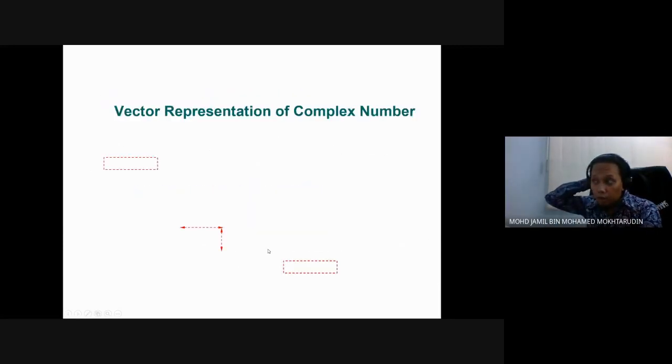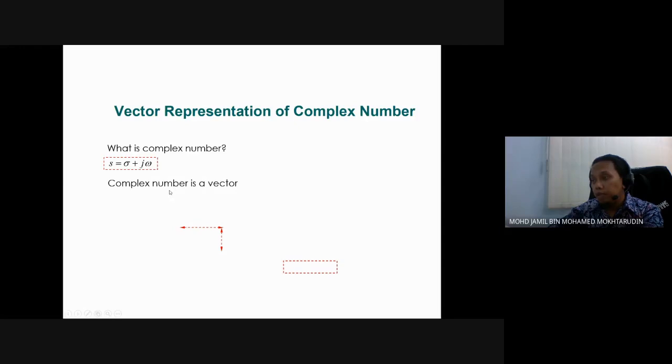Okay, so now we look at how to represent complex number in vector. So I think you have learned this back in calculus first year or back in matrix or diploma. You have learned about complex number. So you can plot complex number in Argand diagram, okay, or S-plane. So what is the complex number? So complex number consists of real part, sigma, plus j times omega. So omega is the imaginary part.